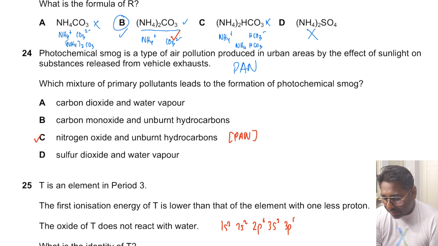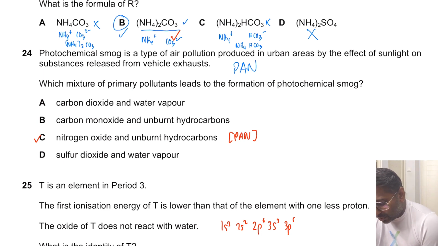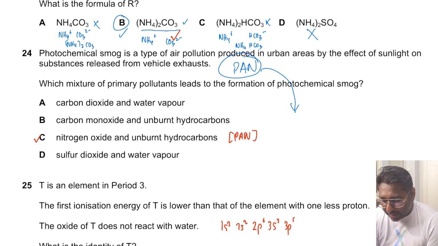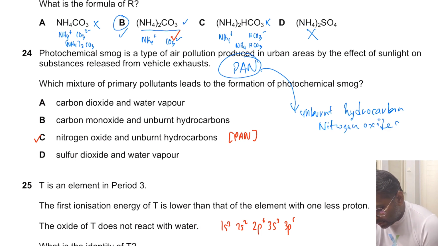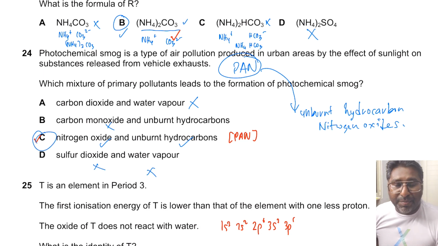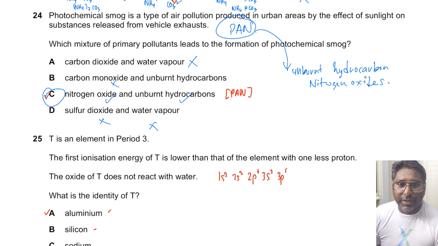They say the mixture of primary pollutants leads to the formation of photochemical smog. So PAN contains unburned hydrocarbons, and they also contain nitrogen oxides. So no carbon monoxide, no nitrogen oxide, no. C will be the answer. Just remember PAN can cause photochemical smog, and PAN contains nitrogen oxide and unburned hydrocarbons.